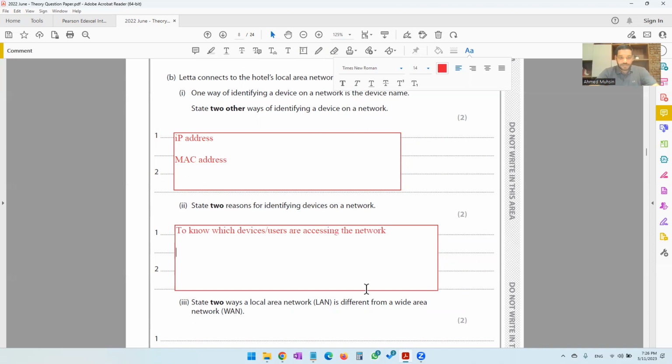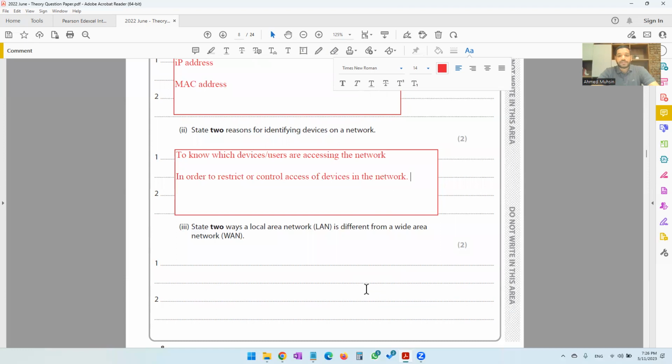So you can say, in order to restrict or control access of devices in the network. If you want to either control or restrict their access, then you will need to know their IP address or MAC address. State 2 ways a local area network is different from a wide area network.